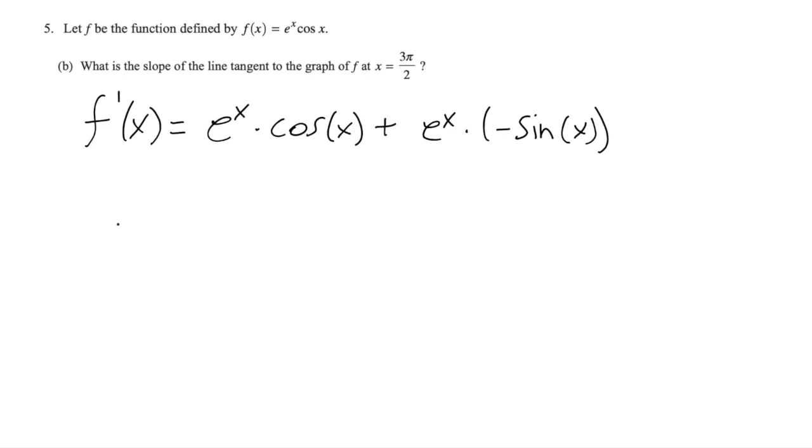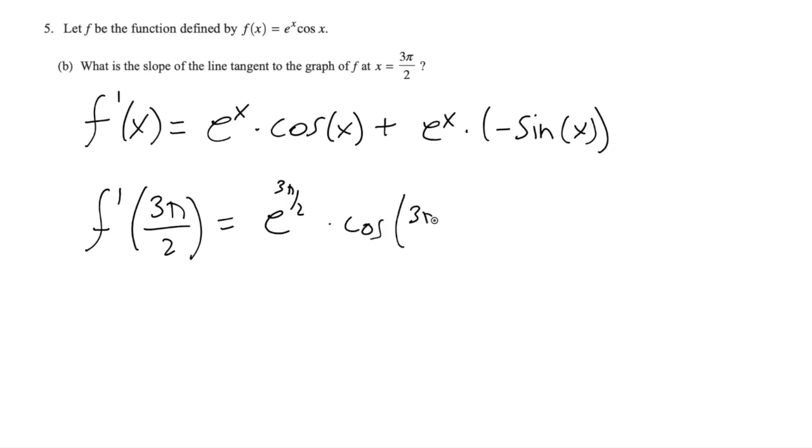And then we need to evaluate this derivative at 3 pi over 2. So it's e to the power of 3 pi over 2 times cosine of 3 pi over 2, and then minus, remember this plus and this minus have been combined, so minus e to the power of 3 pi over 2 times sine of 3 pi over 2.